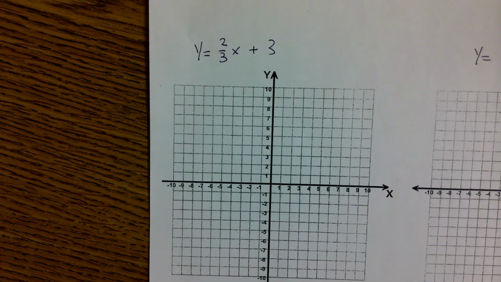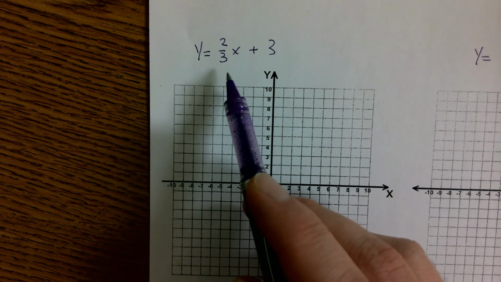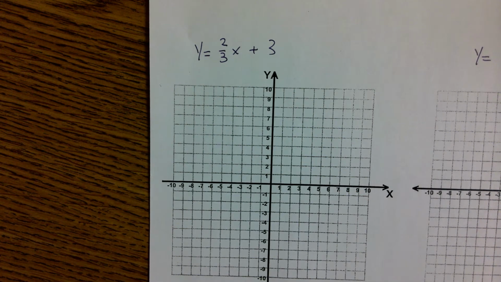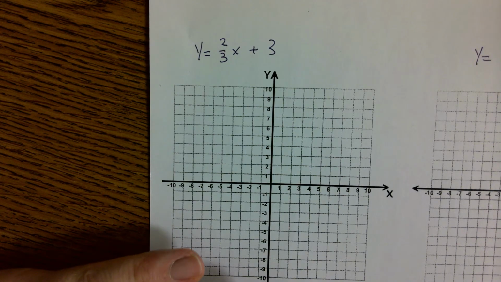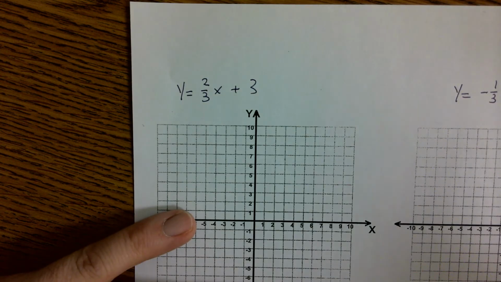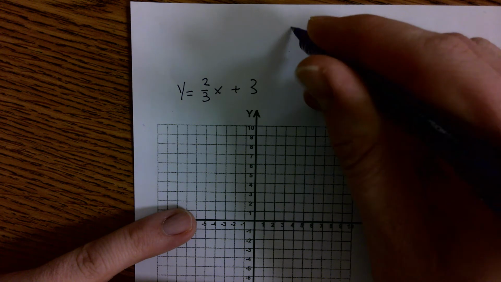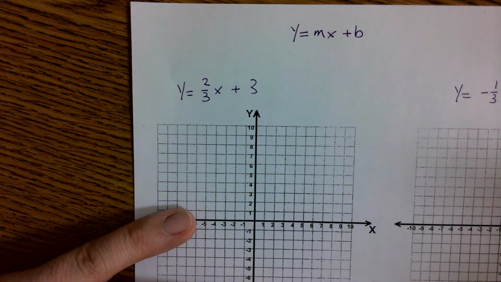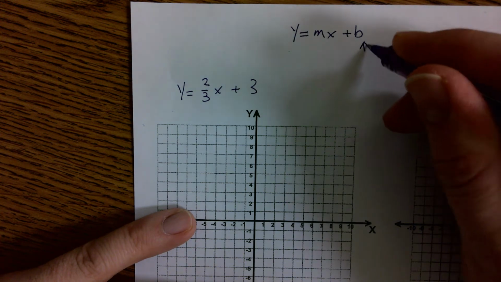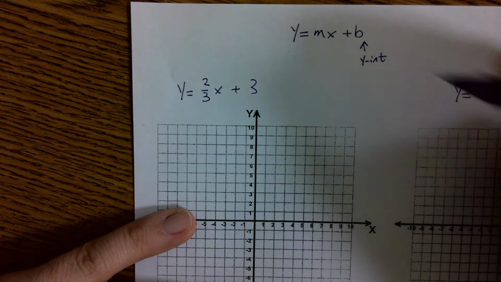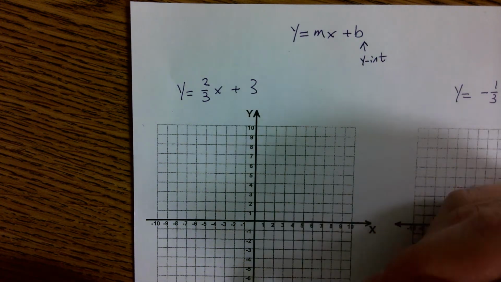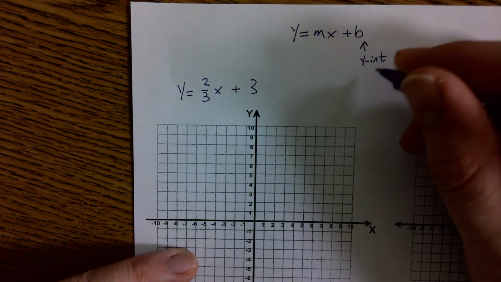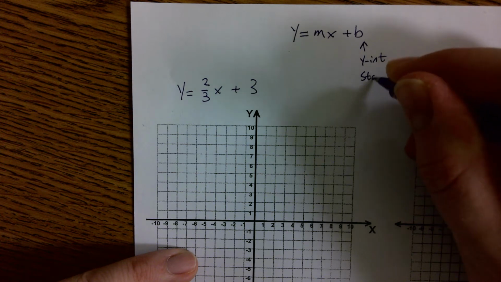So what we have here is y equals 2/3 x plus 3. This takes the form of a linear equation in slope-intercept form. And hopefully you remember slope-intercept form to be y equals mx plus b. B is the y-intercept. This is the part on the y-axis, the axis going up and down. This is the part where we start. So I would call this our starting point.